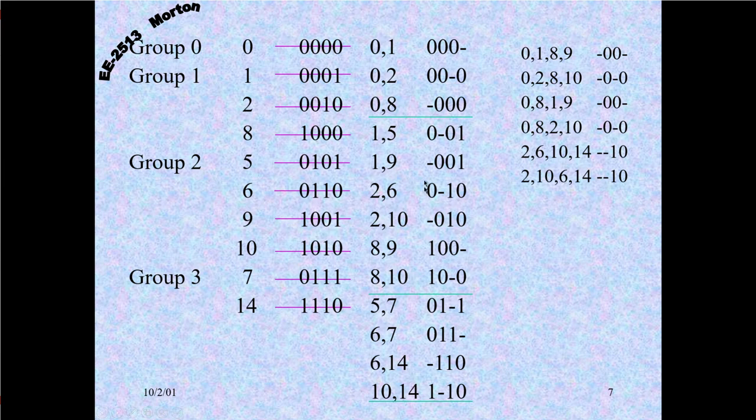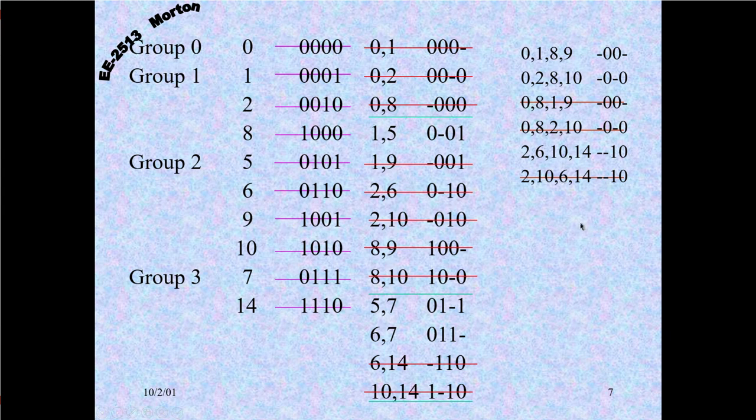We've compared all of group one with all of group two, and we only found 2, 6, 10, 14 and 2, 10, 6, 14 combining. All right. So now we have to, I should have done the check marks on this. Maybe I'll fix this. And then we'll cross off the duplicates here. So these are the ones that we use. The ones we haven't used are 15, 57, and 67. And then we cross out the duplicates here, and we have 0189, 02810, and 261014.